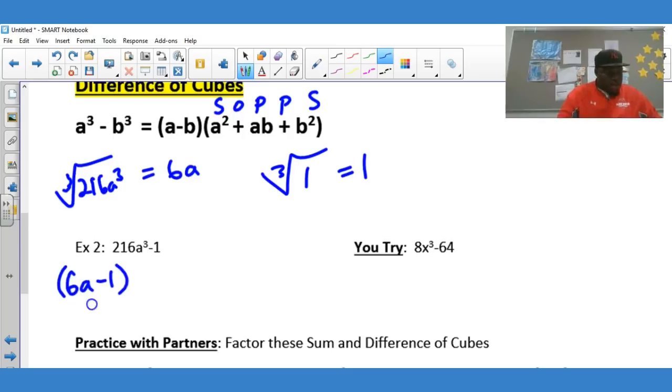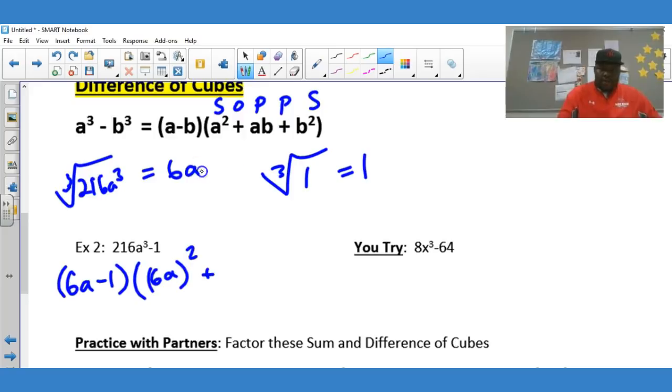And now we're going to go SOPs. So we square the first term, 6a squared. Guys, this is not 6a squared. Don't write that. You have to square that 6 too. That's a common mistake I've seen. You guys just want to write 6a squared. No, you have to square the whole term. Then opposite sign. This is a minus, so we're going to go plus.